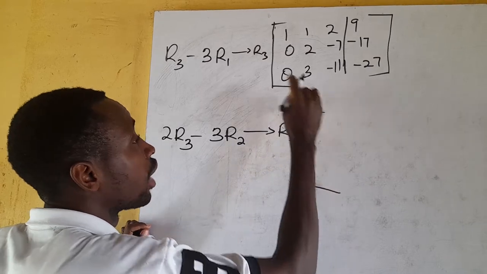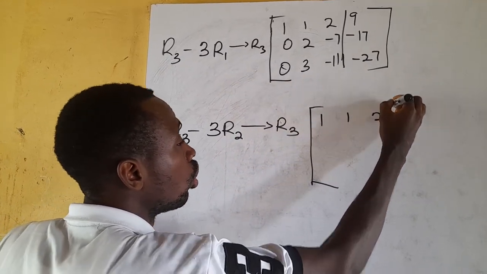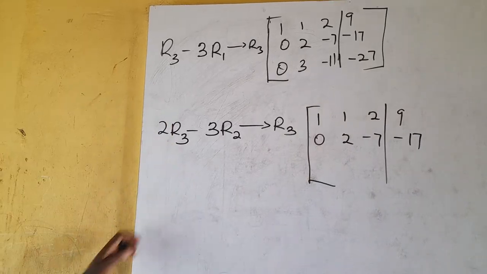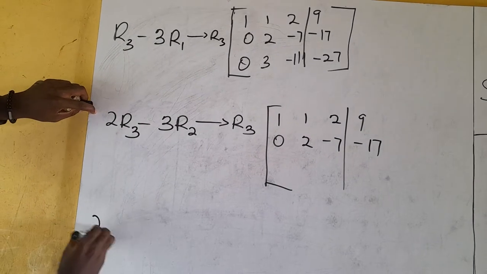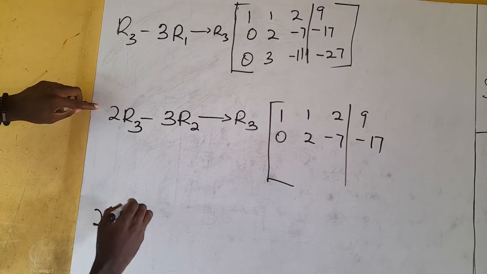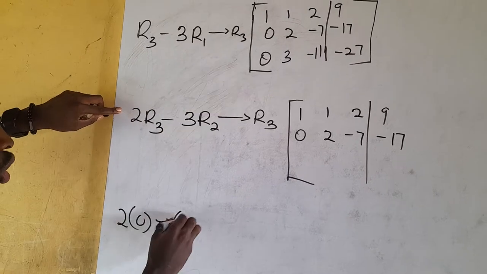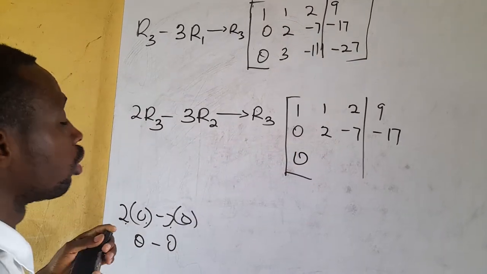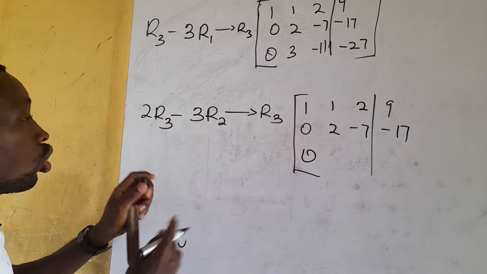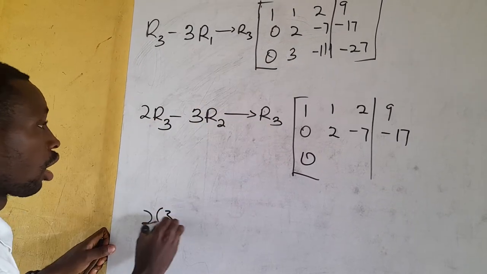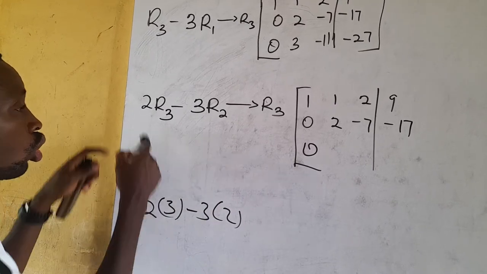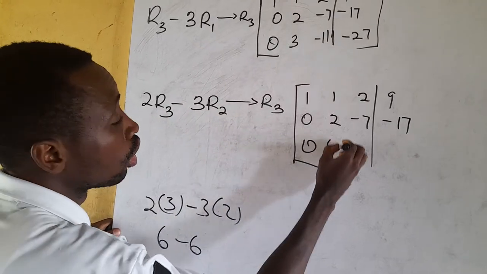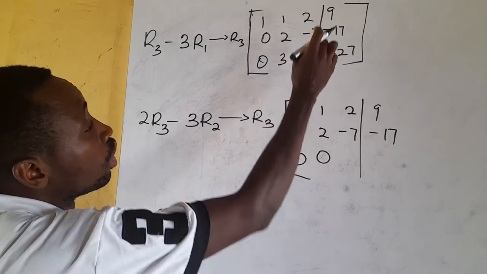So we repeat all the rows except R3. So 1, 1, 2, then 9, then 0, 2, negative 7, negative 17. So only this will be affected. So we said 2 times our R3. As our R3 here is 0, minus 3 times R2, there is also 0. 2 times 0 is 0. 3 times 0 is also 0. So this place will still be 0. The next one, this and this. So 2 times 3 minus 3 times 2. 2 times 3 is 6. 3 times 2 is 6. So it becomes 0.